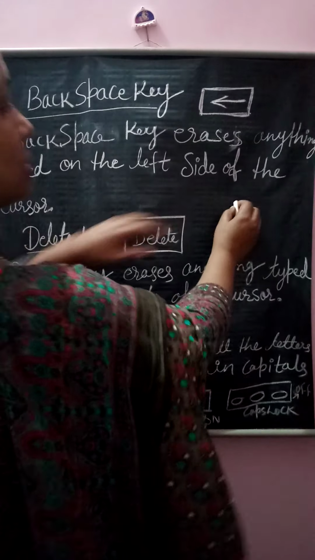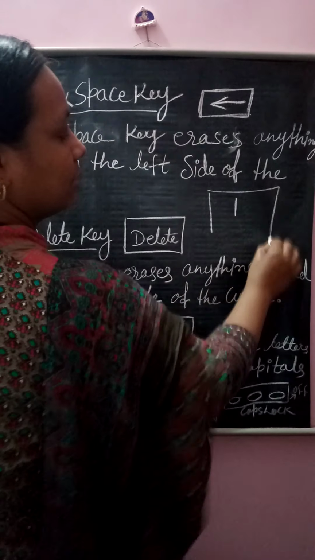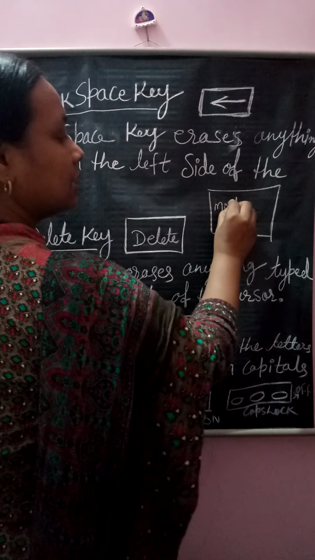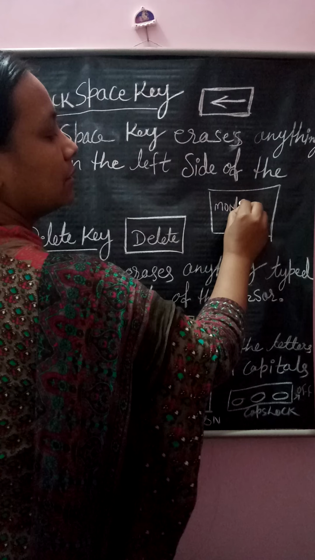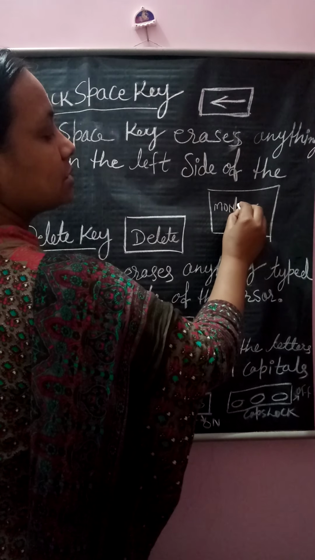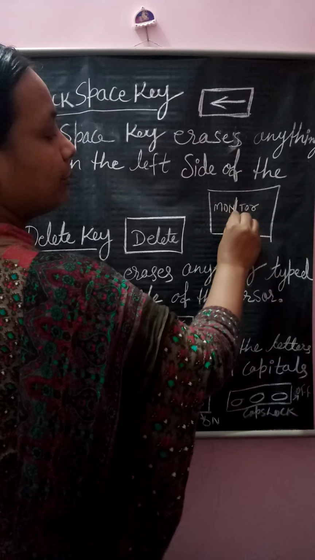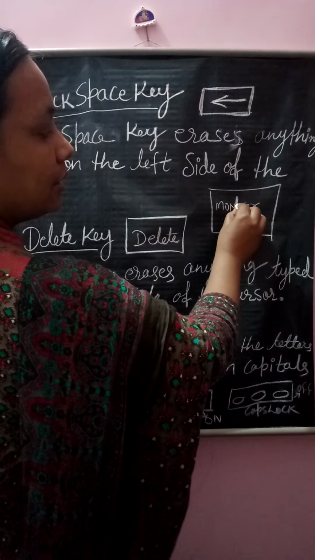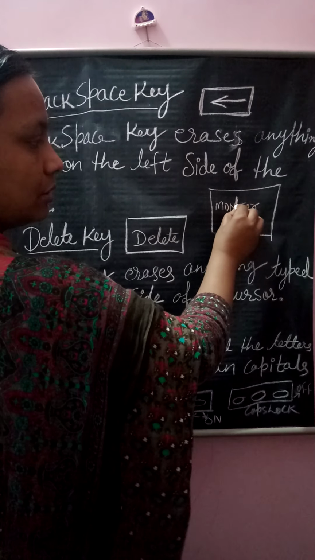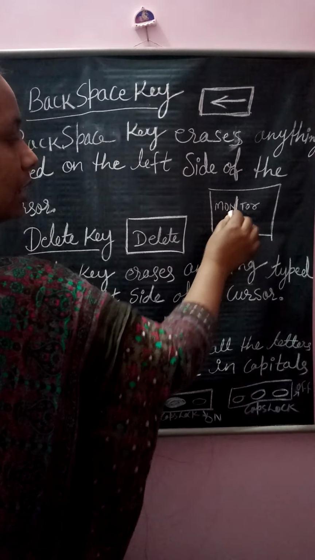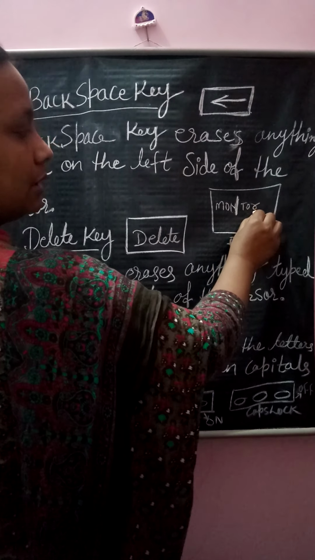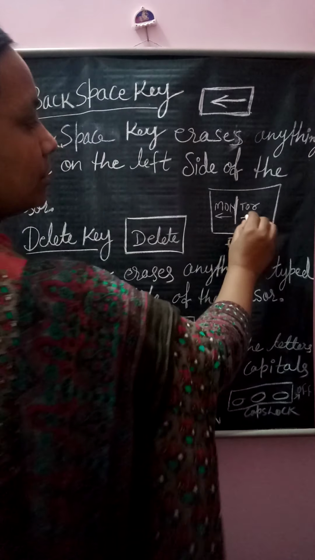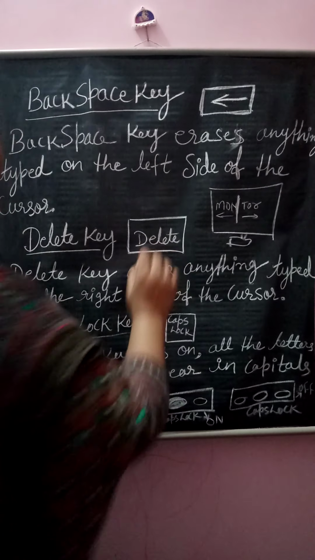Okay, suppose here is your cursor on a monitor, and you have written monitor. Suppose you have written something extra here. So what will you do? If you want to erase this N, use the backspace key. If you want to erase on the right side of the cursor, what will you do? You can use the delete key. Okay, is it clear to you?